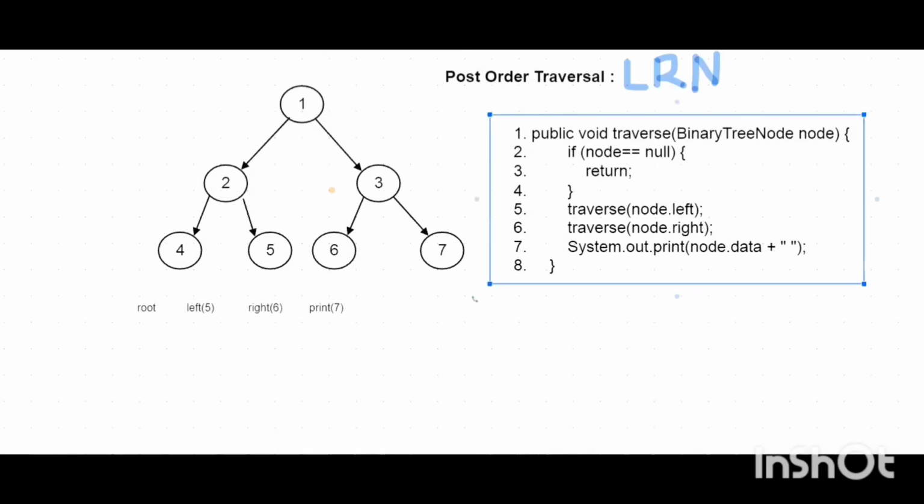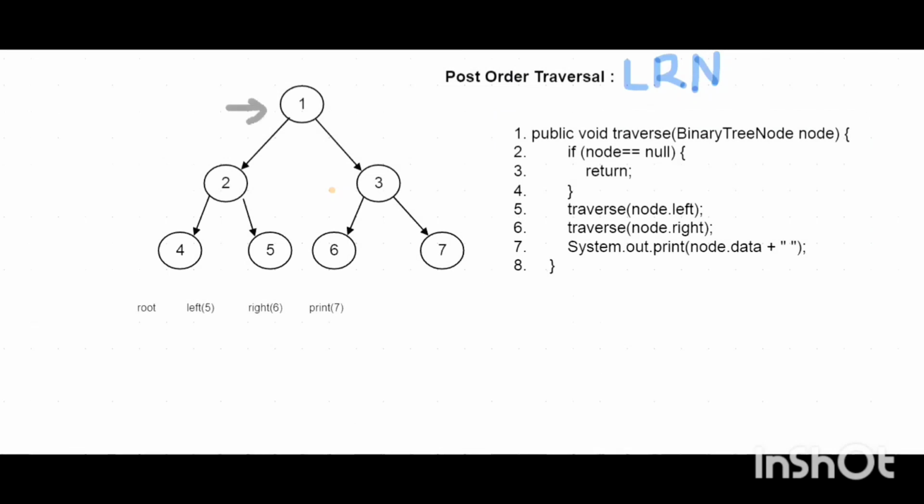We'll be starting with the root node 1. So root node 1 will be passed to the traverse method. And here I'll be keeping track of the node that is passed to the traverse method and the left node. So from the line number 5, we'll be visiting the left side of the node. From the line number 6, we'll be visiting the right side of the node. And from line number 7, we will be printing the node's data. So initially the root node will be 1.